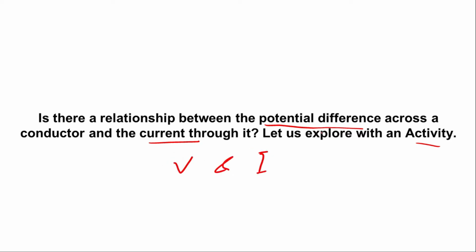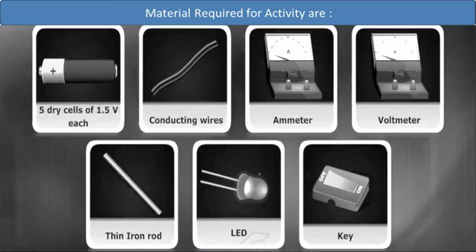Now you know what V and I are. V is our potential difference and I is our current. So let us explore with an activity. The materials required for the activity are a dry cell, a conducting wire, an ammeter, a voltmeter, a thin iron rod (or you can also take nichrome wire), an LED and a key.